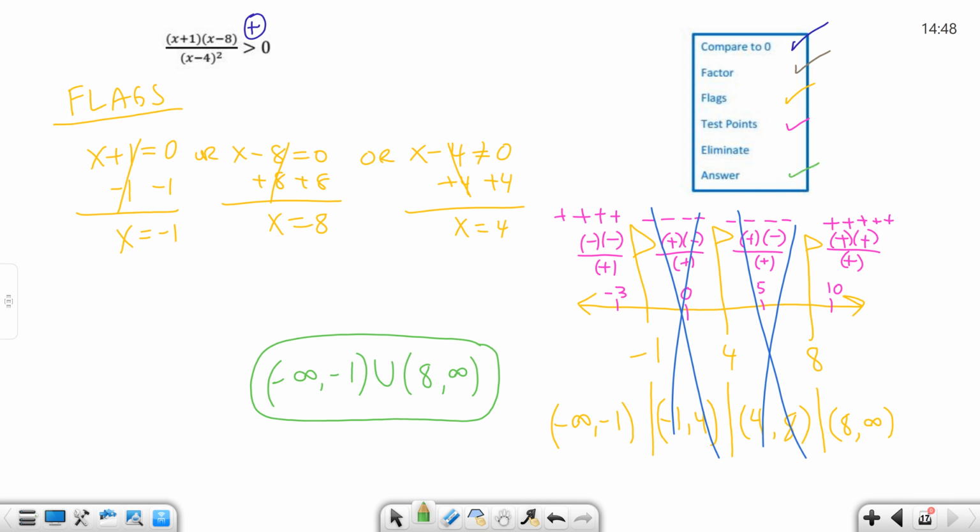So I eliminated, I answered it in this color, and let me check it off in the color I eliminated it in. All right.